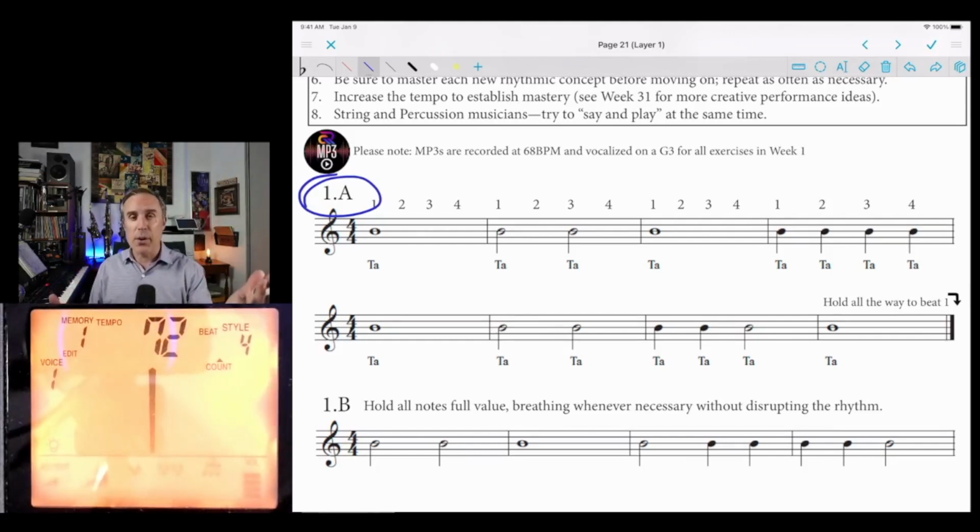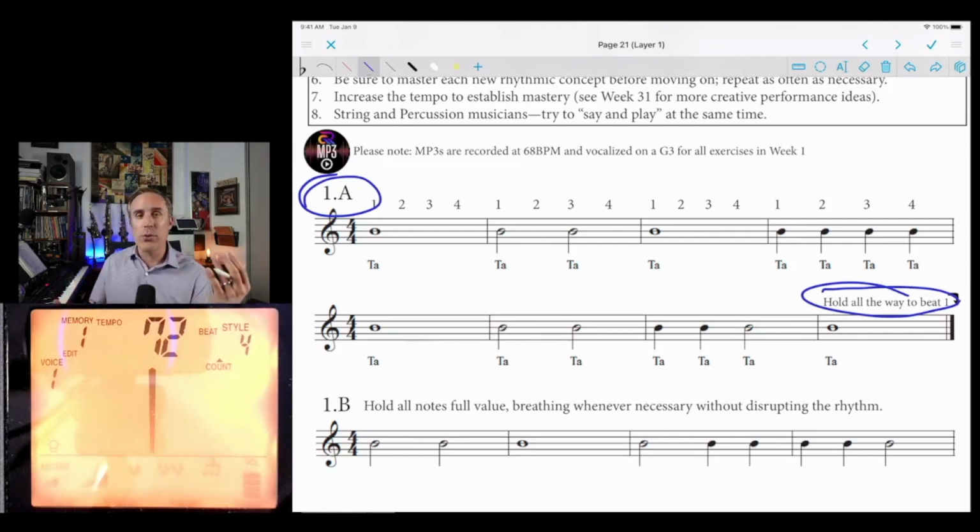So thank you for joining me, and I'm sure you believe me now. I am not a professional singer, but again, you don't have to be. The idea is to just do these exercises as musically as you can and try to get all these rhythms accurate. Now, you'll notice in the last measure, I've got this little thing here that says hold all the way to beat 1. Really important that we emphasize holding notes full value.